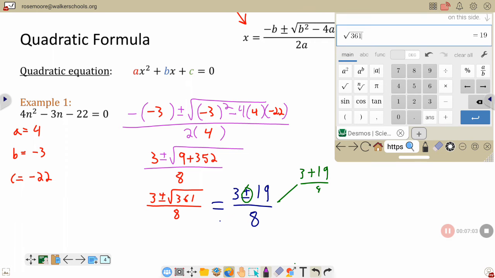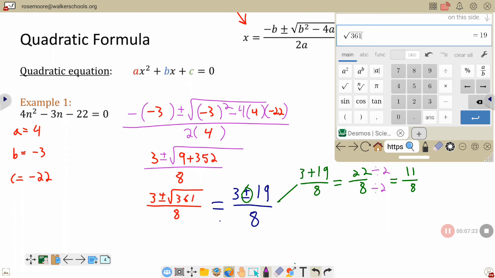Right, and 3 plus 19 is, that's the ugly 8, 20, 21, 22 over 8, which reduces by 2. And so we get our answer, 11 over 8.